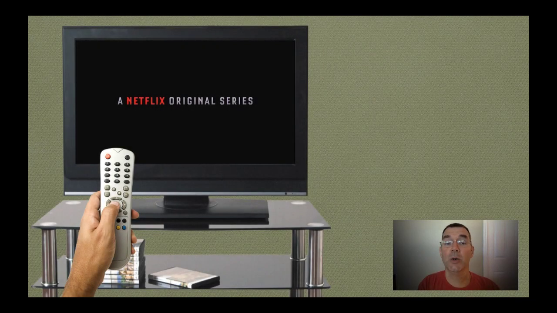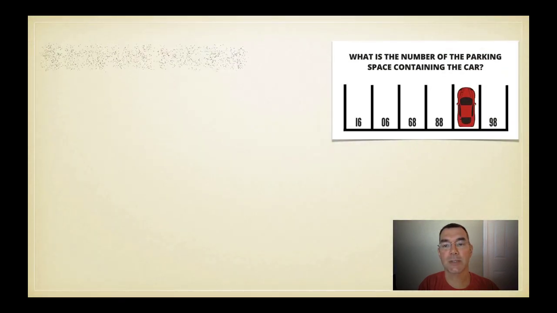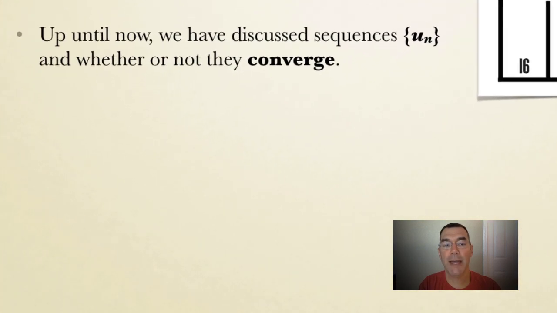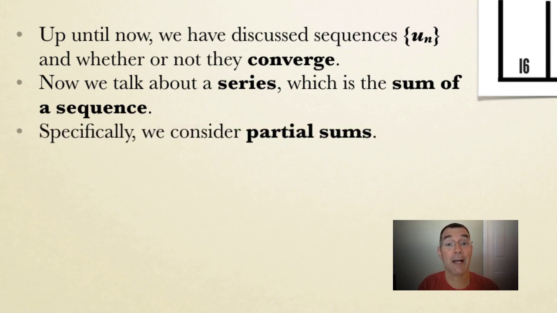Hello again. We're going to switch gears with this new unit, and instead of talking about sequences that go off infinitely, we're going to talk about infinite series and the difference between those and infinite sequences. With sequences, we've been talking about u_n and whether or not those converge. Now we're going to talk about a series, which is actually the sum of a sequence. So we're adding up all the terms of that sequence that goes off to infinity.